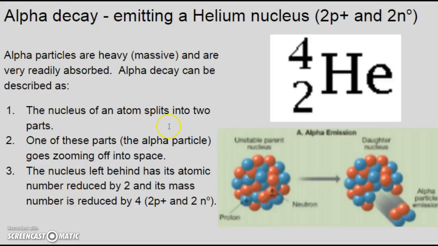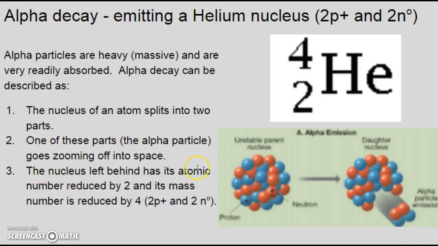Alpha decay can be described as the following. So we're looking at alpha decay. We're looking at this unstable nucleus. It's going to decay. It's going to shoot off 2 protons and 2 neutrons. The nucleus of an atom splits into 2 parts. One of these parts, the alpha particle, goes zooming off into space. So boom, bye-bye, see ya.